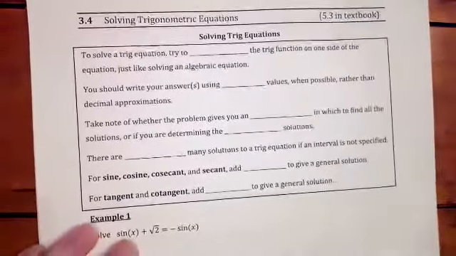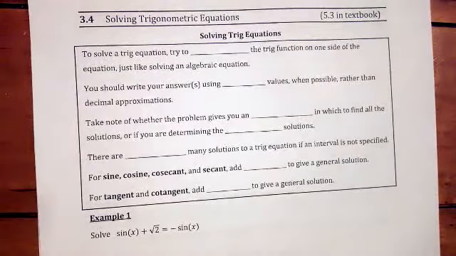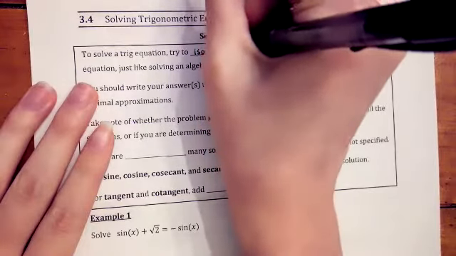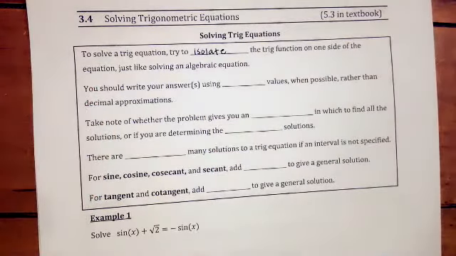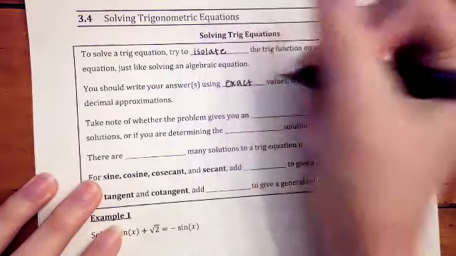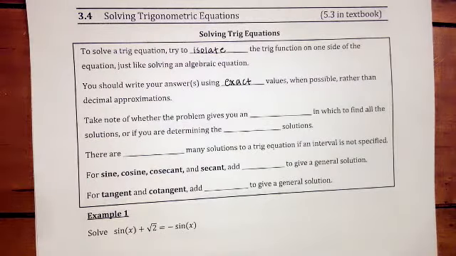Okay, so we're looking at 3.4, solving trig equations. When we're solving a trig equation, we want to try to isolate the trig function on one side of the equation, just like we would in an algebraic equation. We want to move all of our x's to one side and all of our constants to the other. Same thing here. We're going to want to move all our trig to one side, all our constants to the other. We do want to write our answers in exact values rather than decimal approximations. So that does mean using our radians in terms of pi normally.